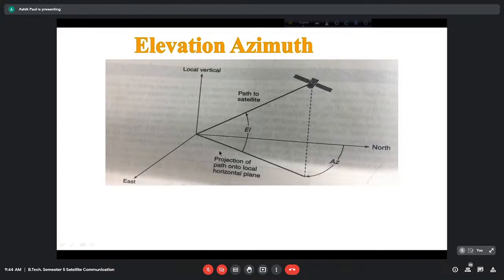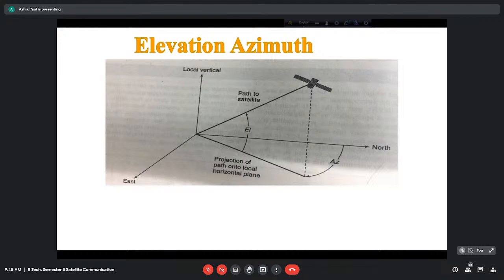This is the local vertical. If you move eastward from the north direction until you reach the projection of this satellite on the local horizontal plane, then the angle through which you are moving refers to the azimuth. And from the azimuth, as you move up, because a satellite cannot be in the local horizontal plane, it always has to be up in the sky. As you move up through a certain angle and reach the line joining your antenna with the satellite, that angle defines the elevation angle.